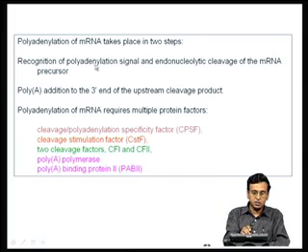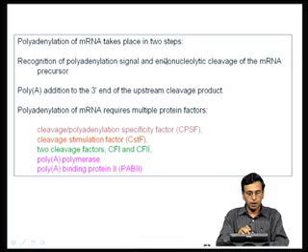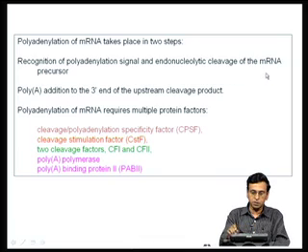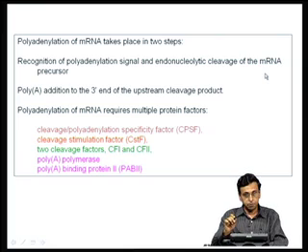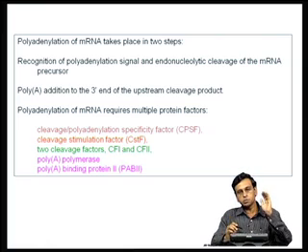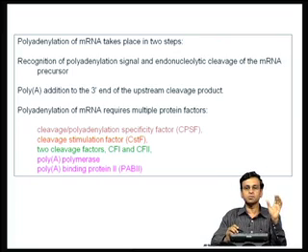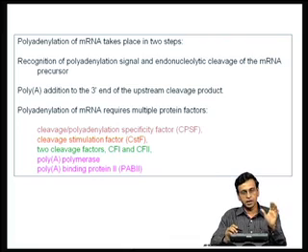The polyadenylation of messenger RNA basically takes place in two steps: recognition of the polyadenylation signal and endonucleolytic cleavage of the messenger RNA precursor. This is the first step, because somewhere there has to be a signal to tell that this is the place where a poly A tail has to be added. So, there has to be what is called a polyadenylation signal. We will now analyze and see what this polyadenylation signal is.